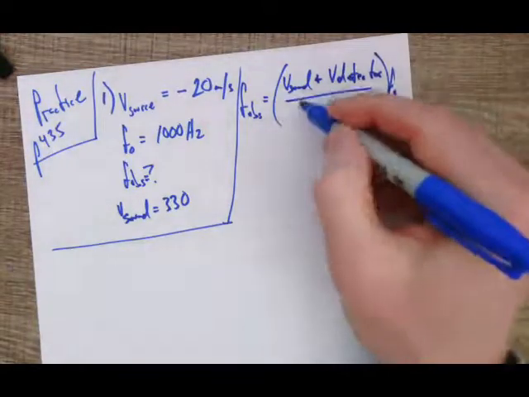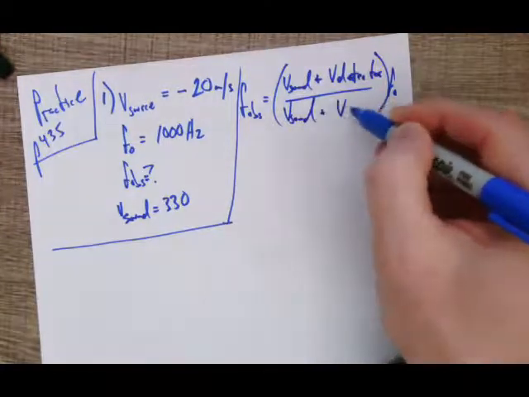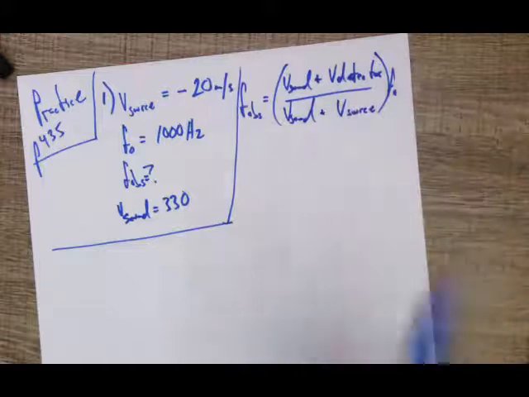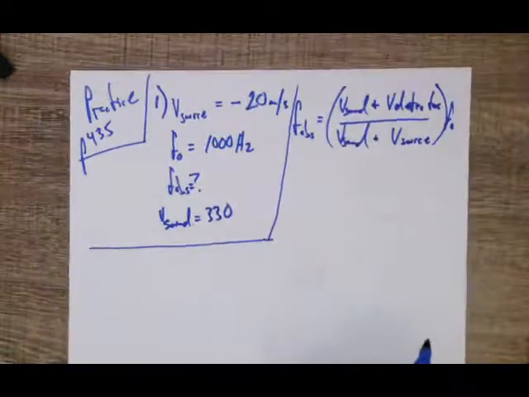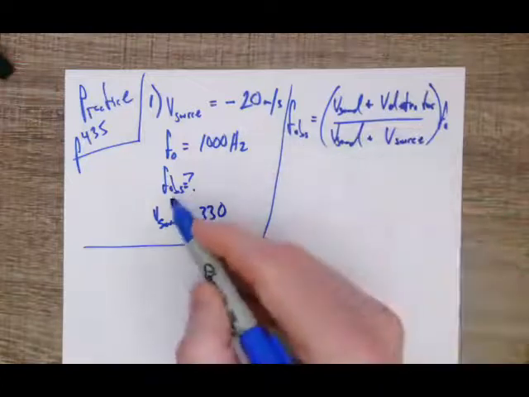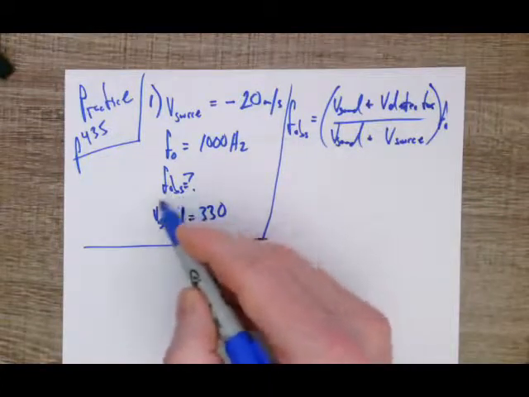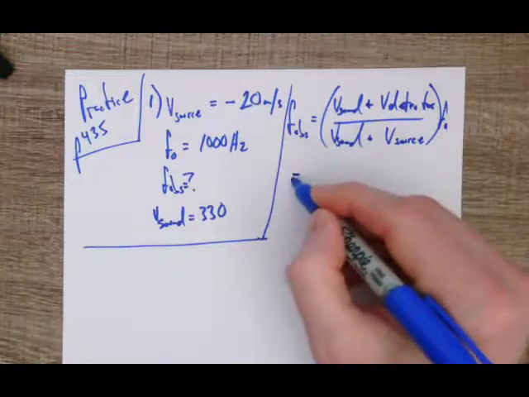F naught, this is V sound, plus V source. Okay, it's not super clear, but I know you guys have the notes handy that you just wrote down. So this is what we're solving for. What does the observer pick up? What do they notice? What do they record? So that's what we're trying to solve for.